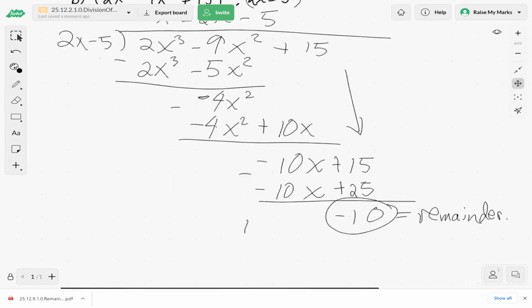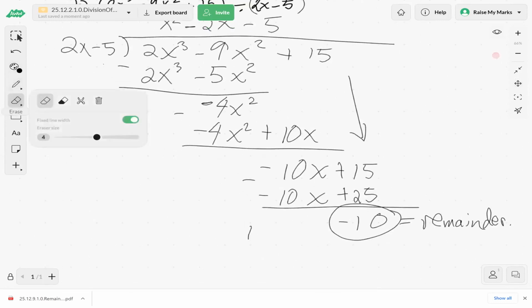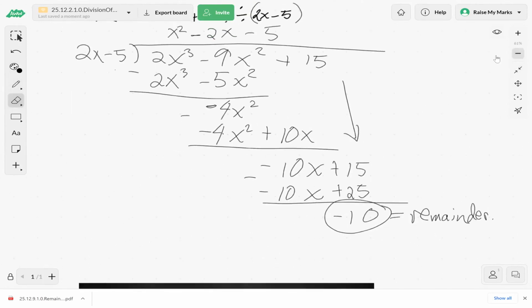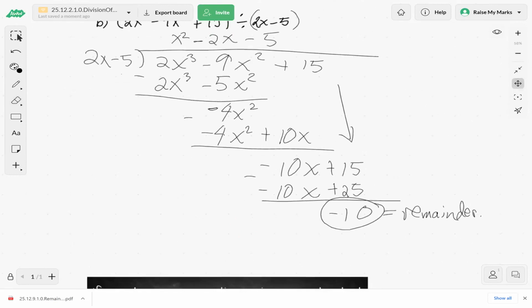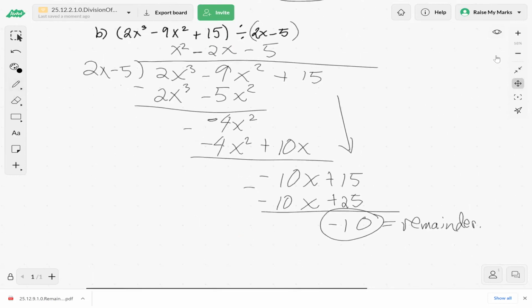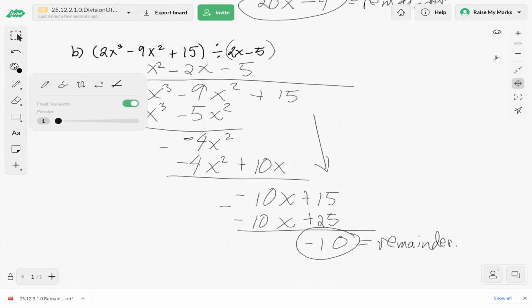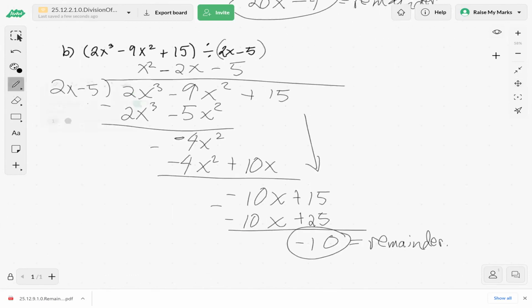Okay, and therefore, let's write a nice concluding statement. Let's try and get it all in if possible. Why don't we write it up here? So 2x cubed minus 9x squared plus 15 divided by 2x minus 5 equals x squared minus 2x minus 5 plus our remainder, negative 10 over 2x minus 5.